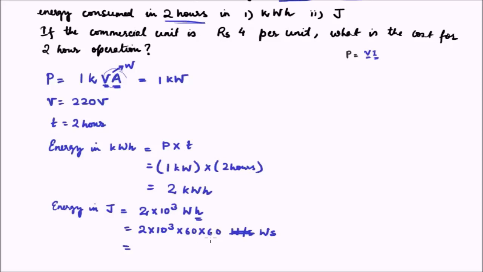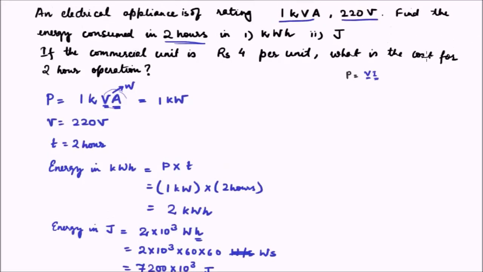60 times 60 is 3600 times 2 is 7200, that is 7200 into 10 to the power 3 joule. We can simplify this as 7.2 into 10 to the power 6 joule. Therefore, the energy consumed by the device in 2 hours is either 2 kilowatt hour or 7.2 into 10 to the power 6 joule.